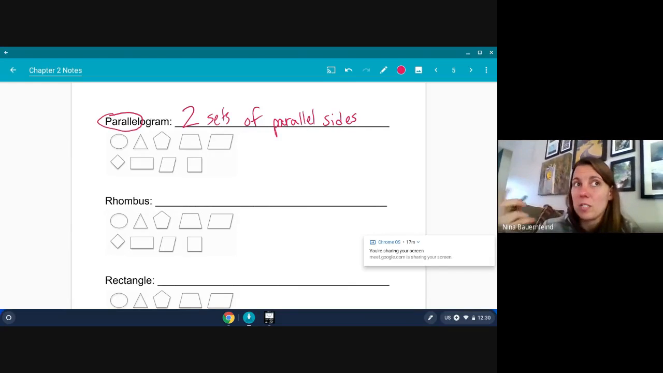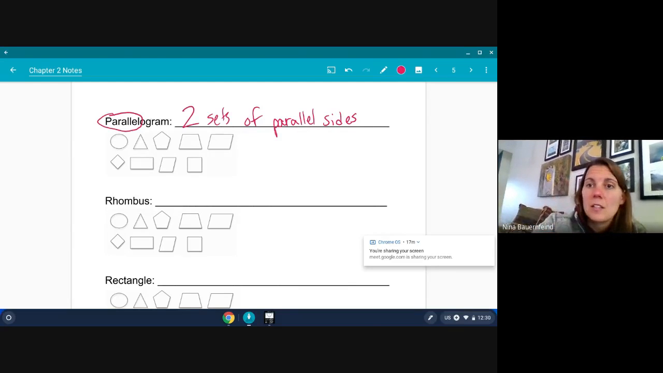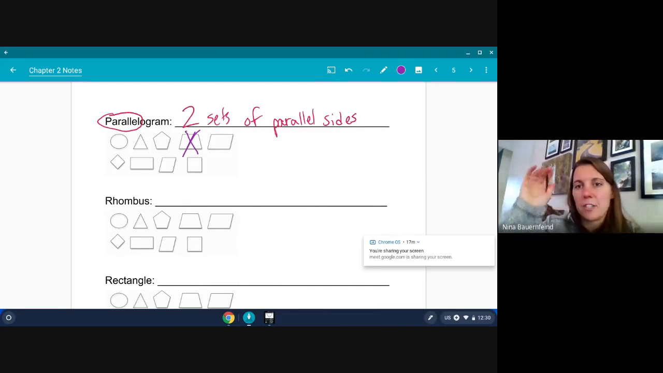So remember the last one said 1 set? That means that, for example, we said this was a trapezoid. It can't be a parallelogram because it's already a trapezoid. So that one's off the table. It has to have 2.